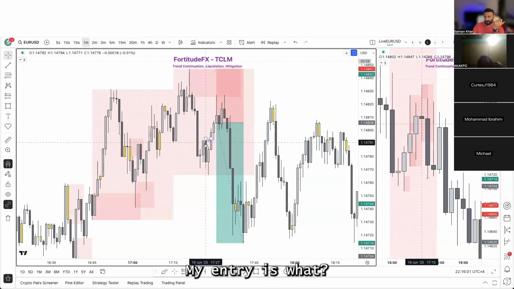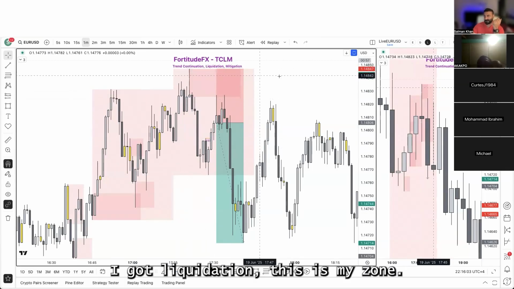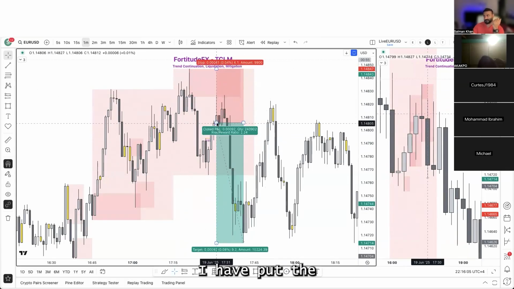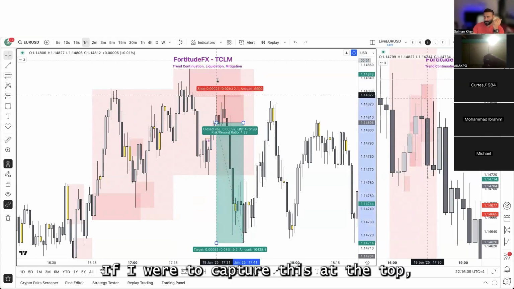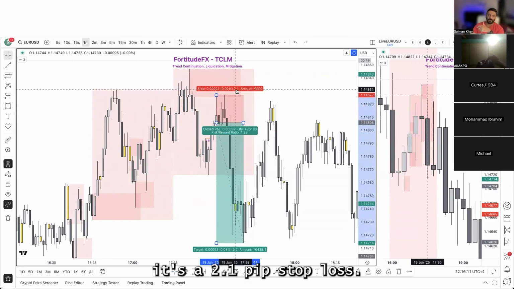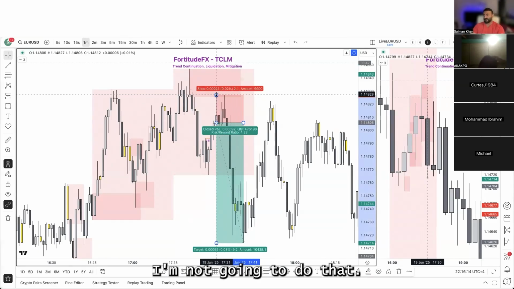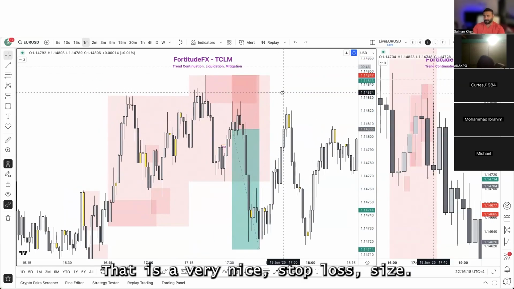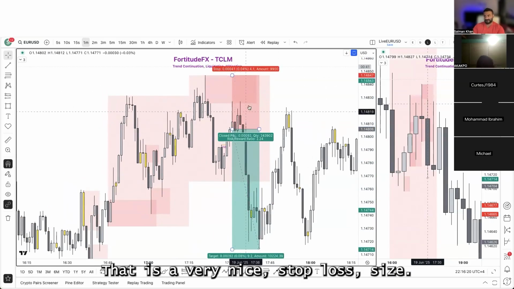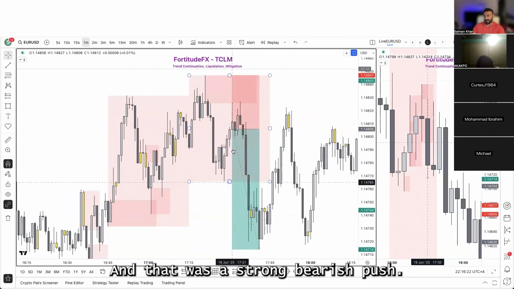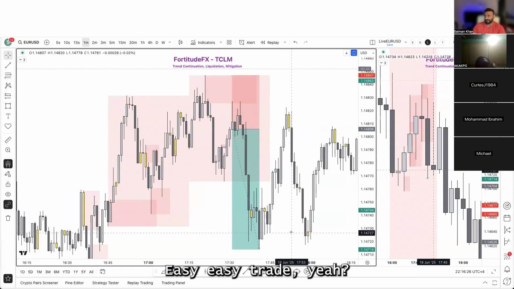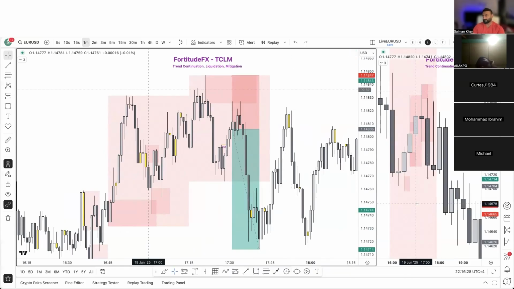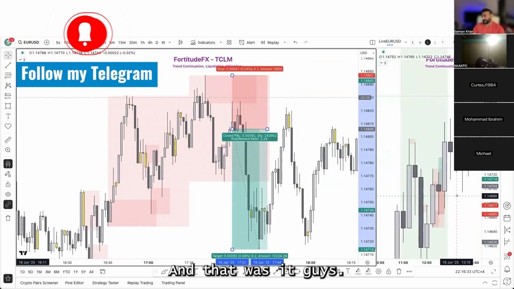My entry is what? I got liquidation. This is my zone. I got a mitigation. I put the sell stop order at the bottom of this wick. If I were to capture this at the top, it's a 2.1 pip stop loss. I'm not going to do that. And the whole zone is about 4.1. That is a very nice stop loss size. And that was a strong bearish push. Easy trade. Yeah. And that was it, guys.